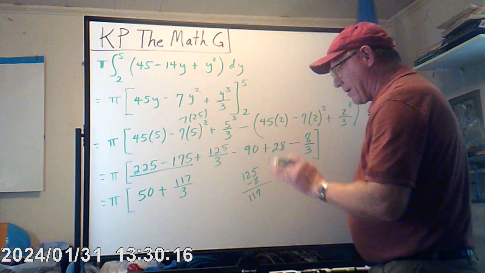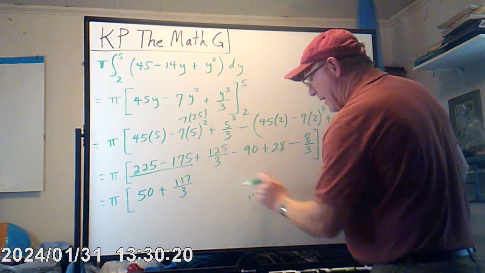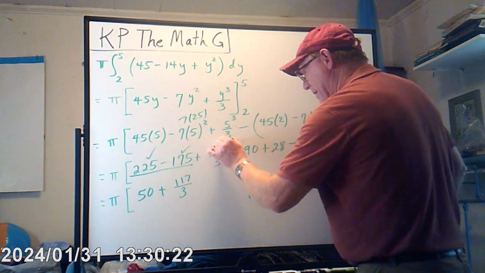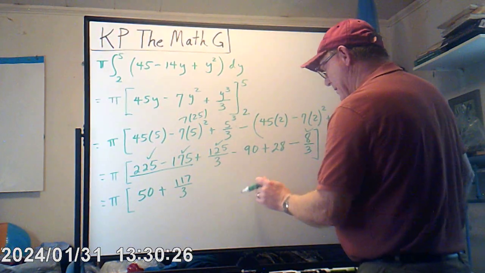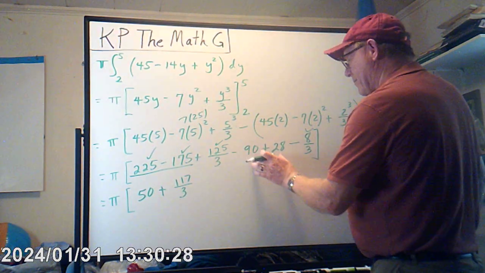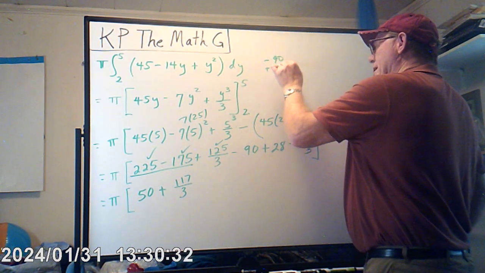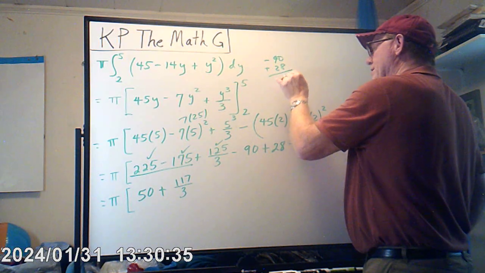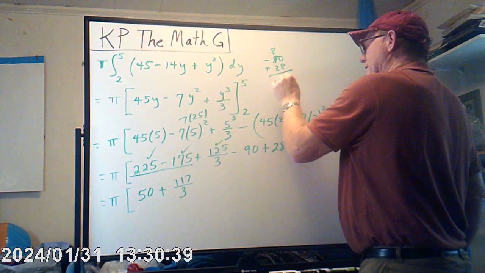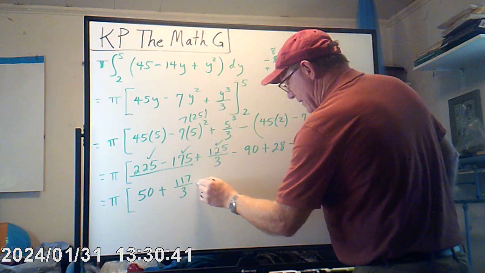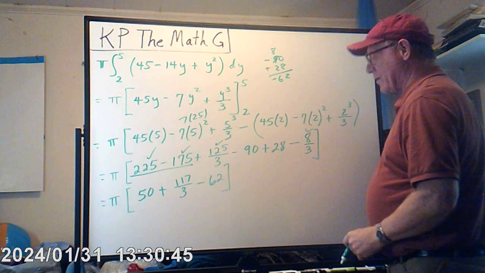And 3 will go into 117. Good. I got these two, so these two and these two. That works good. And then minus 90 plus 28. 10 minus 8 is 2, and 8 minus 2 is 6. So negative 62.